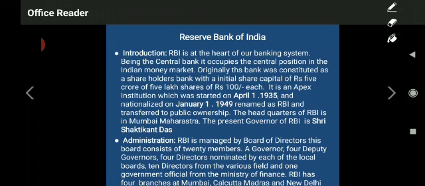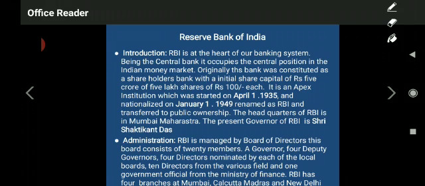Coming to the administration, how the RBI process is running, for example. RBI is managed by a Board of Directors. We may have a Board of Directors in an educational institution, or in the industrial sector, or in different trade and commerce activities. Likewise, we also have the Board of Directors in case of RBI administration. This board consists of 20 members.